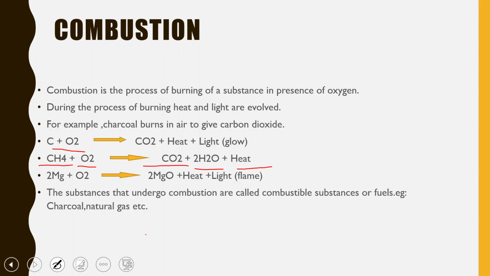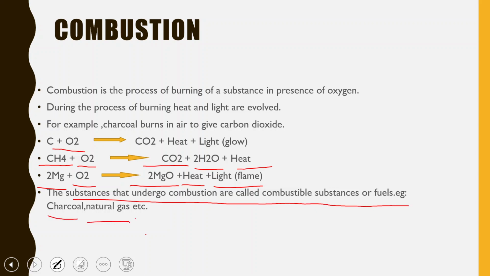In the third example, that you have already done, the burning of magnesium ribbon, it is also a process of combustion. In this reaction, magnesium reacts with oxygen and produces magnesium oxide. Along with that, a huge amount of heat and light is produced. Here the light is produced in the form of flame. Hence, we can conclude that the substances that undergo combustion are called combustible substances or fuels. For example, charcoal, natural gas, etc.